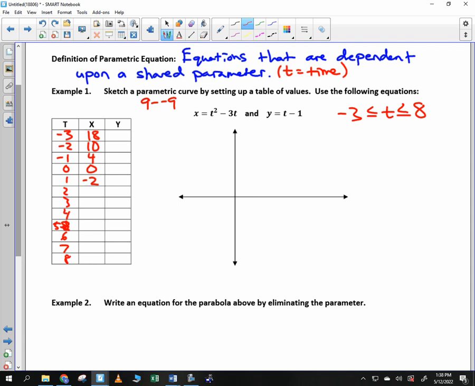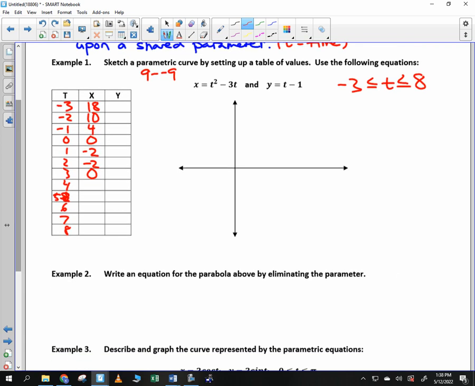We're going to plug in 2 now. I have 2 squared minus 6, -2. Then I plug in 3. 3 squared minus 9, 0. 4 squared is 16 minus 12, 4. 5 squared is 25 minus 15, 10. What do you notice is happening? Yeah, it's going back up. So the next one you can see is going to be 18. If you plugged in 7, you would get 49 minus 21, which is 28. And then 8 squared is 64 minus 24, which is 40.